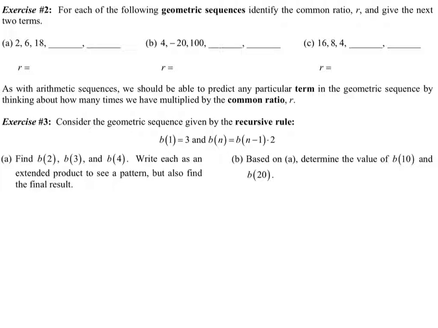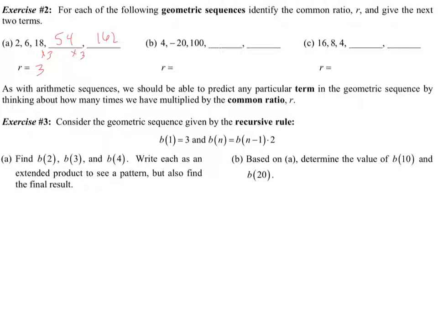So we're going to practice this. Our first one, we go from 2 to 6 and 6 to 18. Remember, since these are geometric, that means that it is going to be either multiplying or dividing. Well, it's getting larger, so we're multiplying. 2 times 3 is 6. 6 times 3 is 18. So 18 times 3 is 54. 54 times 3 is 162. So our r, what's happening each time, is it's multiplying by 3.